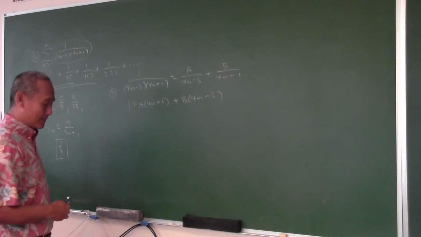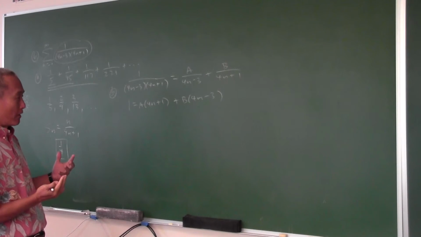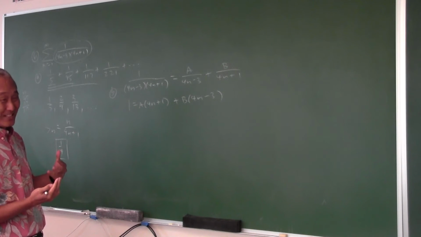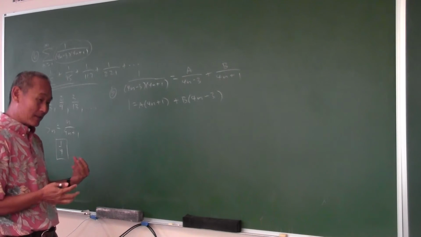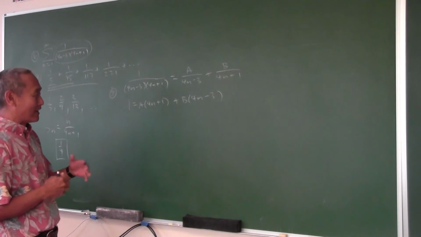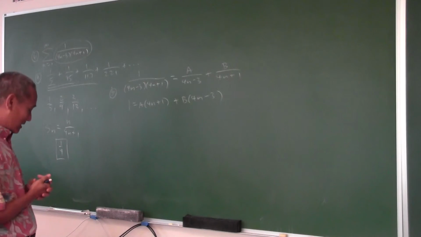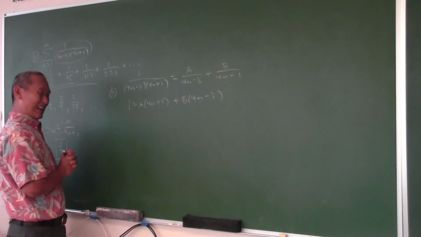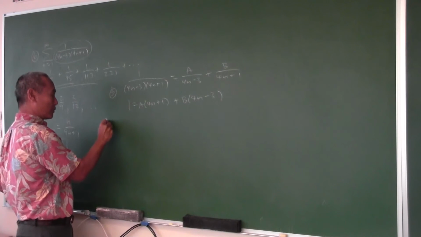Now, when you get to this step, there's two things you can do. You can equate the coefficients. Well, I guess there's three things you can do. Or you can use the Heaviside method, or you can use a hybrid of the two. When you have linear factors like this, the Heaviside method is always the easiest. So, what is the Heaviside method? Well, you plug in numbers for n.